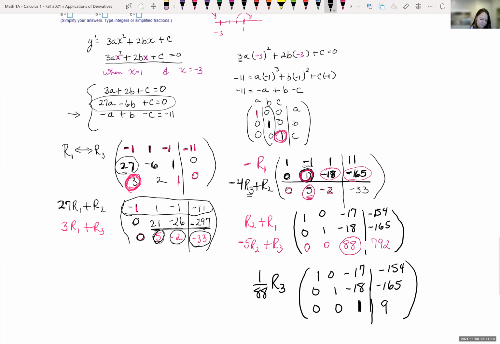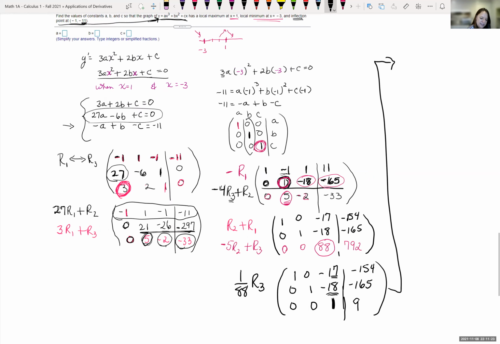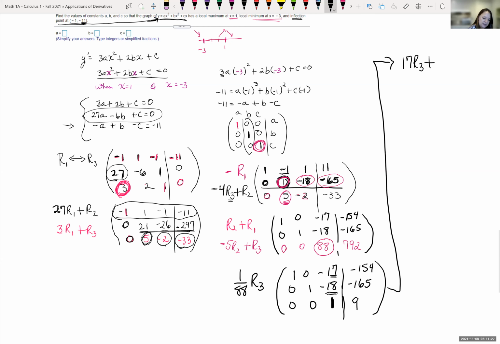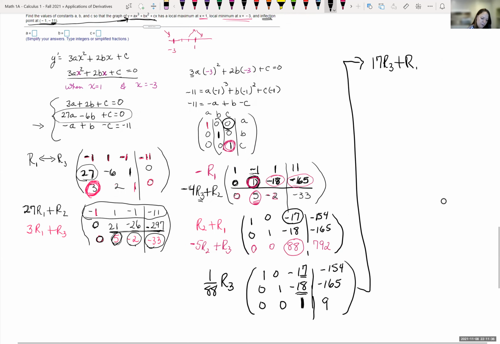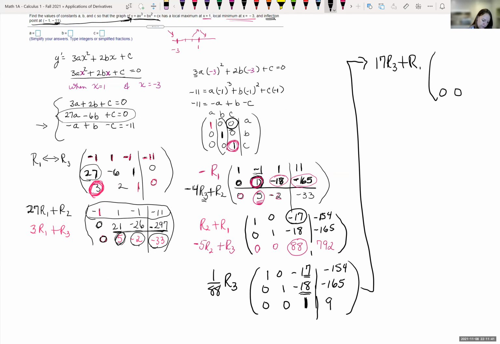Okay, so we're going to use this one to get rid of the entries above this. So if I do 17 times row 3 and add it to row 1, I would get this 0 up here. My row 3 is staying the same. I'm just using it to manipulate the other ones. Okay, so 17 times 0 is 0 plus 1 is 1. 0 times anything is 0 plus 0 is 0. 1 times 17 is 17 minus 17 is 0. 17 times 9, that's 153. And 153 minus 154 is -1.